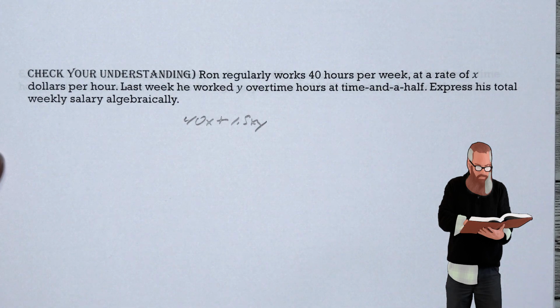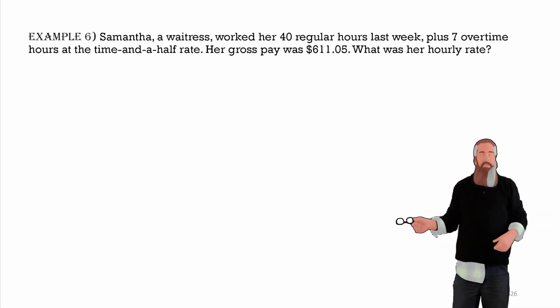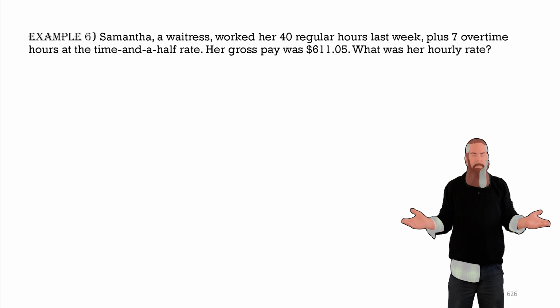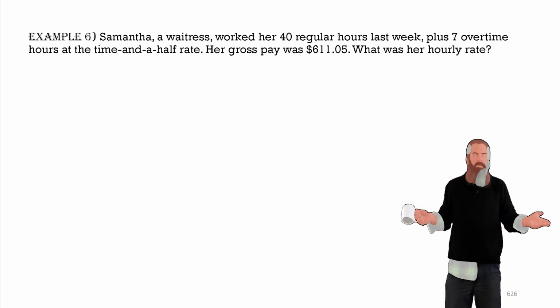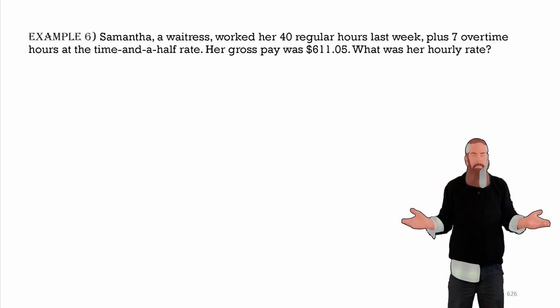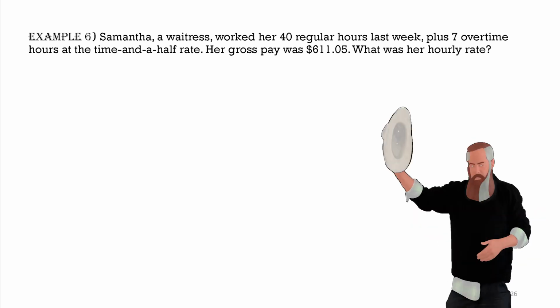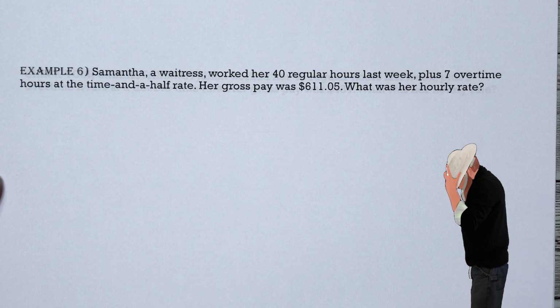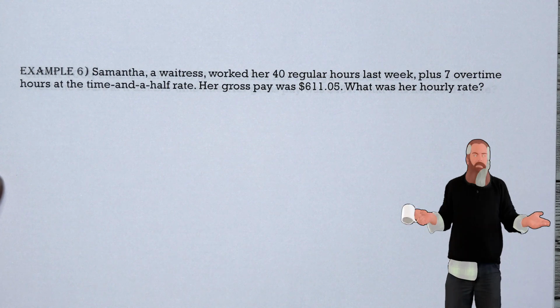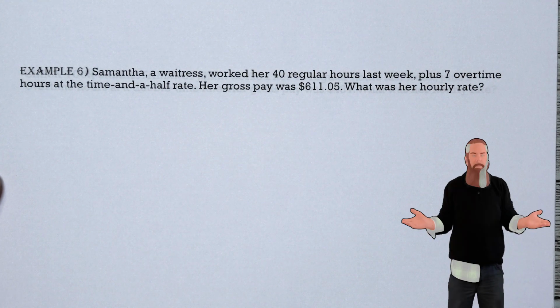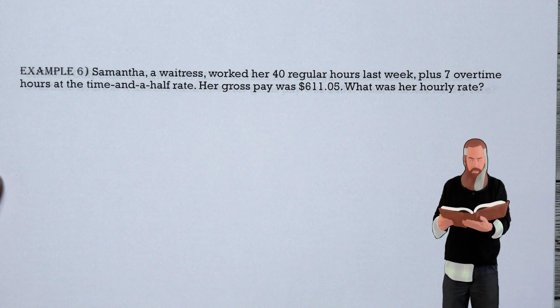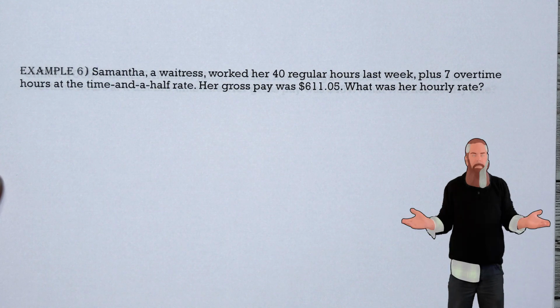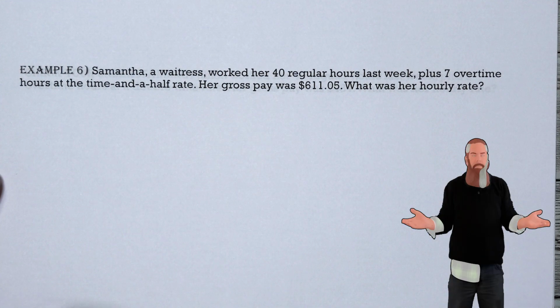Samantha, a waitress, worked 40 regular hours last week, plus 7 overtime hours at time and a half. Her gross pay was $611.05. What is her hourly rate? So we're going to let X represent the hourly rate, and her regular pay being 40X. Her overtime rate is 1.5X. Her overtime pay is 7 times 1.5X.